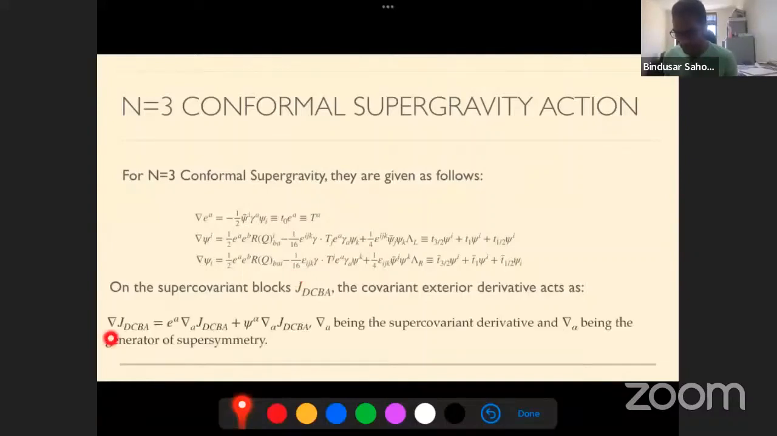Okay, so on the super covariant blocks, the covariant exterior derivative acts like this. This is basically the super covariant derivative of this covariant object, and this is the delta alpha. This nabla alpha is the supersymmetry generator. So you can think of this part as a supersymmetry transformation of this object, where the supersymmetry parameter has been replaced by the gravitino 1-form. That is essentially how this covariant derivative acts on the super covariant object JDCBA.